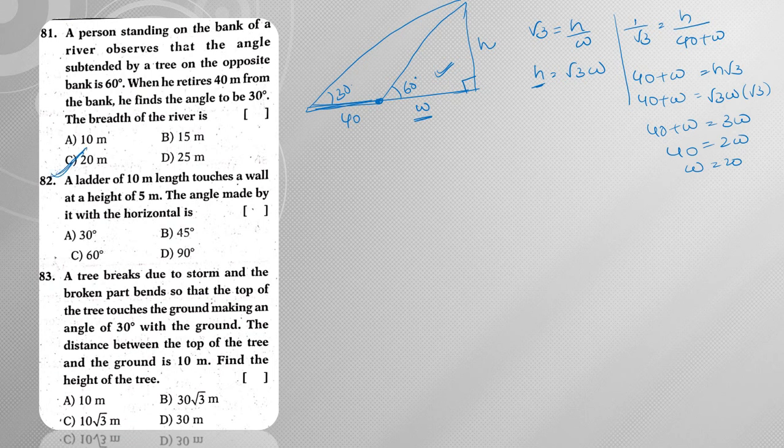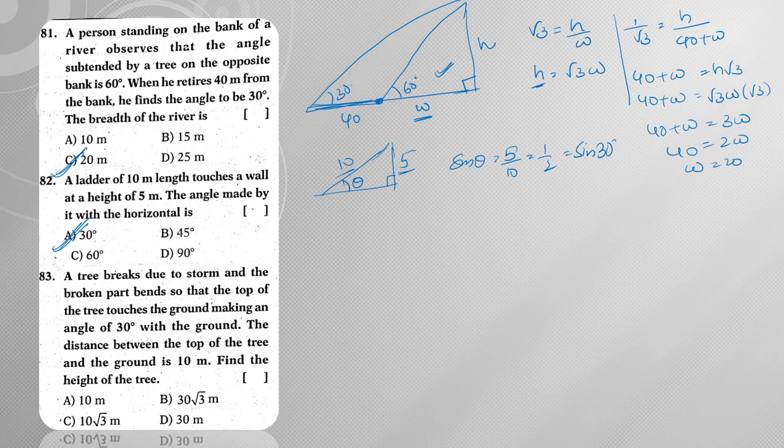A ladder of length 10 meters touches the wall 5 meters above the ground. Then find the angle of elevation with the horizontal. With respect to theta, this is opposite and this is hypotenuse. Then sin theta is equal to 5 by 10, which is 1 by 2, which is equal to sin 30 degrees. So clearly theta is 30 degrees.